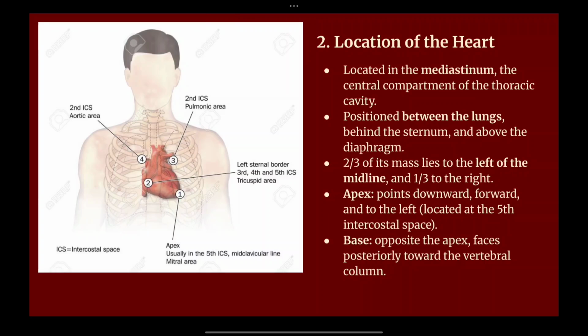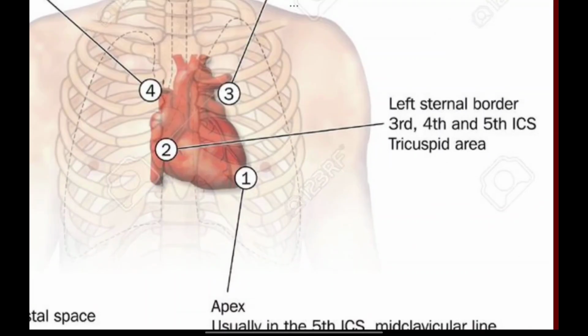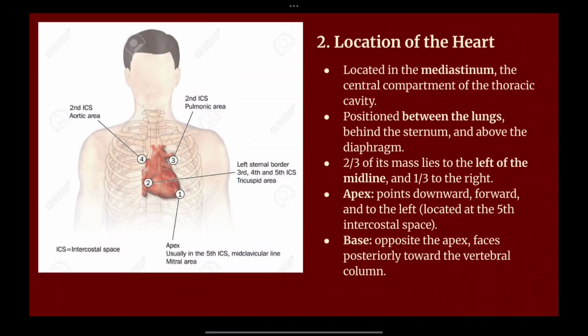It is said to be located in the mediastinum, the central compartment of the thoracic cavity. So the mediastinum is the region between the two lungs. So this region is called the mediastinum, and the heart is placed in between, in the central compartment or the lower compartment of the mediastinum.